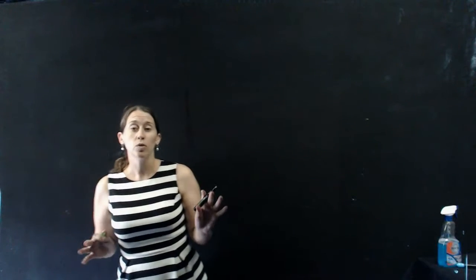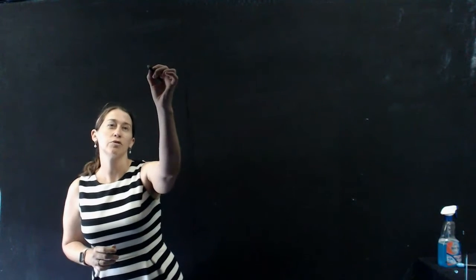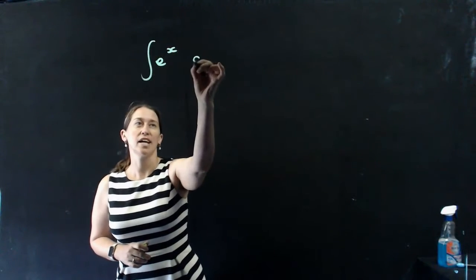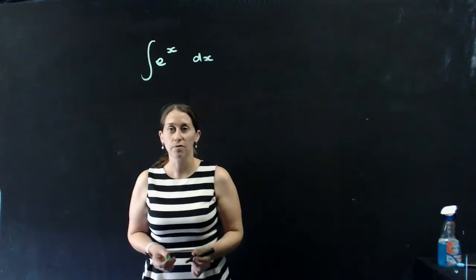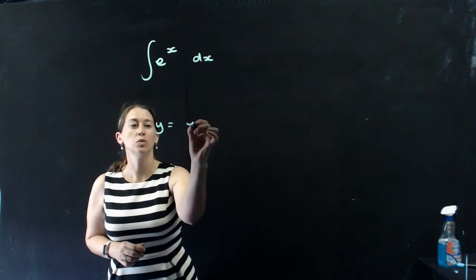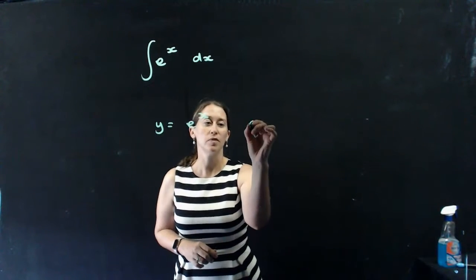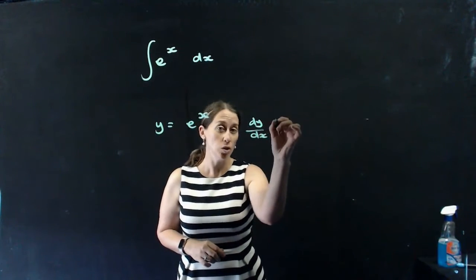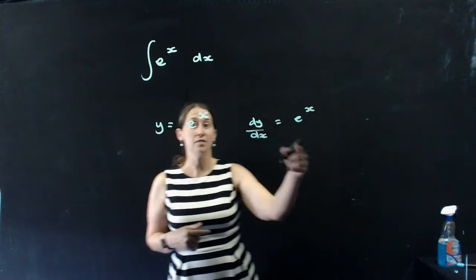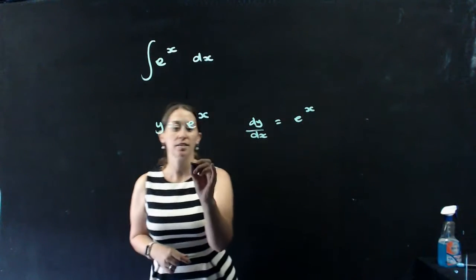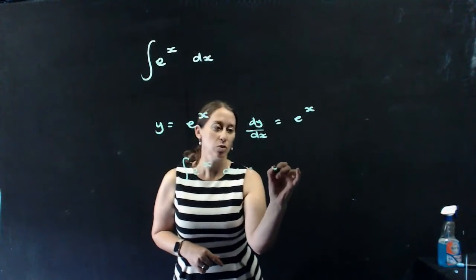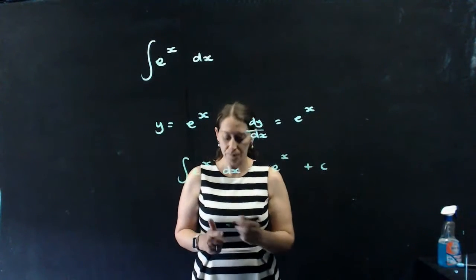In this video, we're going to look at integrating functions of the form e to the x with respect to x. So again, let's recall some facts. When we learnt to differentiate e to the x, so if y equaled e to the x, we remember that the derivative of e to the x was e to the x. Now, if we are going to anti-differentiate this, we would then say the integral of e to the x with respect to x equals e to the x plus c.